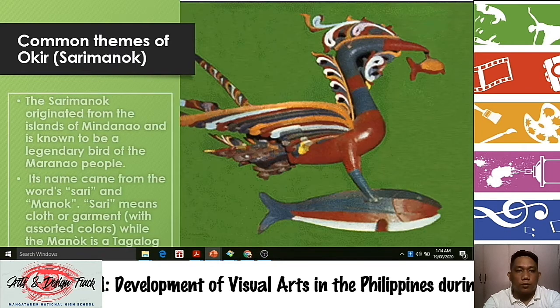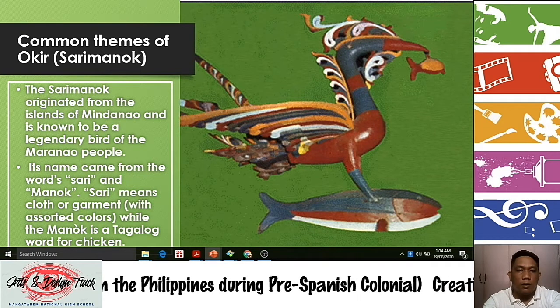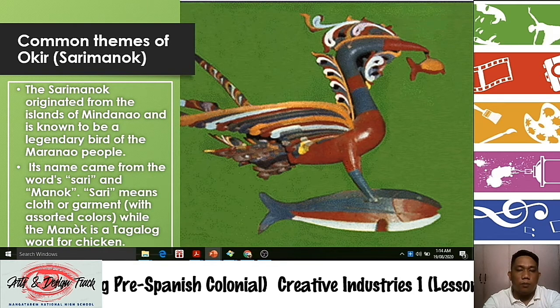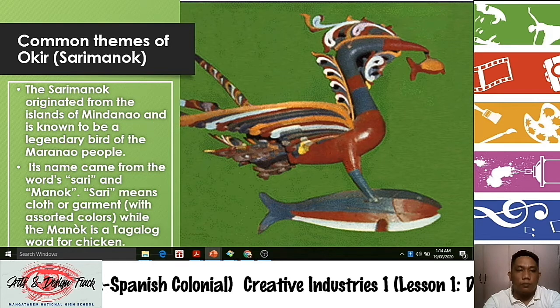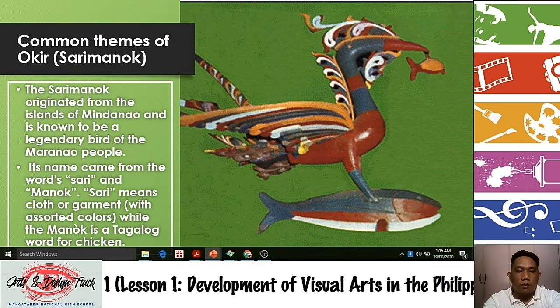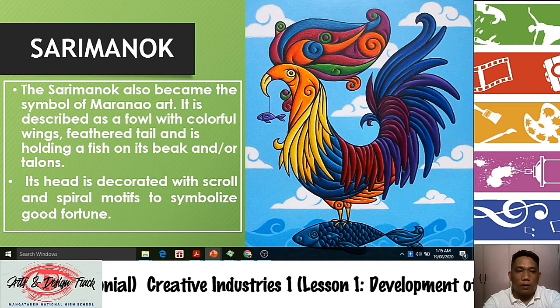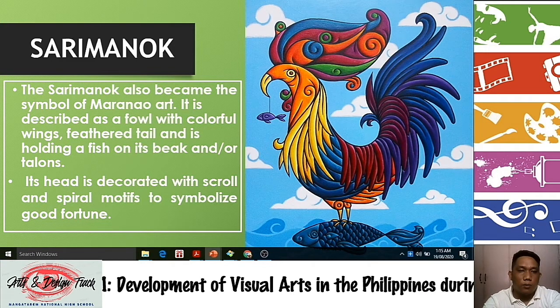Next is Sari Manok. The Sari Manok originated from the islands of Mindanao and is known to be the legendary bird of the Maranao people. Its name came from the words sari and manok. Sari means cloth or garment with assorted colors, while manok is Tagalog for chicken. The Sari Manok also became the symbol of Maranao art. It is described as a fowl with colorful wings and a feathered tail, holding a fish in its beak and talons. Its head is decorated with skull and spiral motifs to symbolize good fortune.